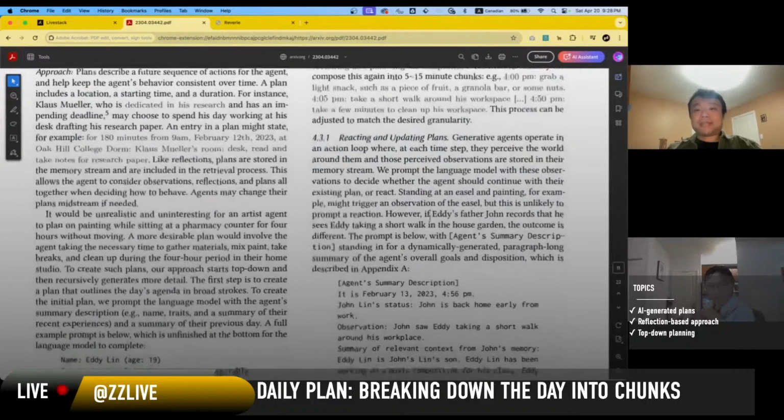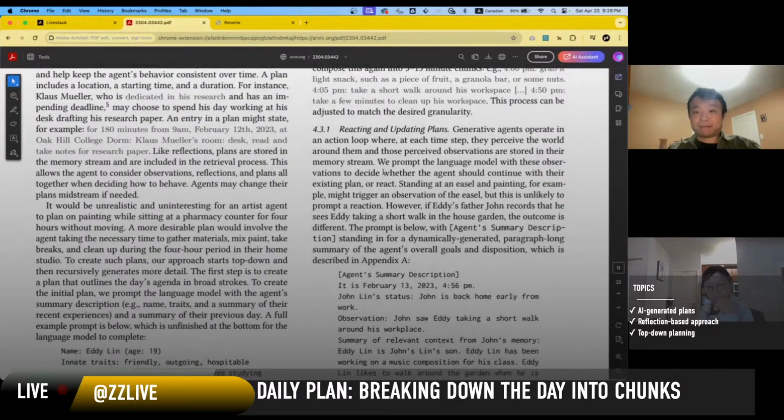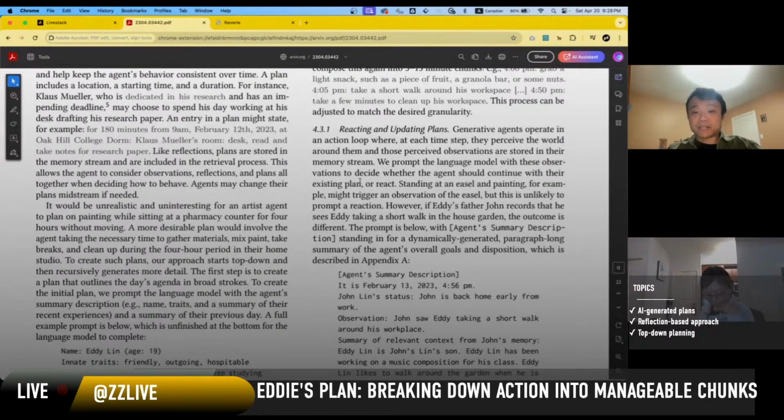Reacting and updating plans. This is more relevant to us. Generative agents operate in an action loop where at each time step, they perceive the world around them, and those perceived observations are stored in their memory stream. We prompt the language model with these observations to decide whether the agent should continue with their existing plan or react. Follow the plan or react.